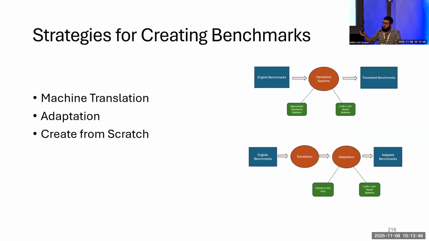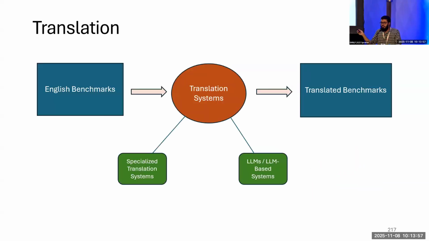Now, strategies for creating benchmarks: three broad strategies that I'll be covering. You've got machine translation, adaptation, and creating from scratch. Quickly going through all of them. First thing is translation, which is quite straightforward. You've got your English benchmarks, you've got some sort of translation system, which is either a specialized model or an LLM-based model, and then you get your translated benchmarks. What are the benefits of it?